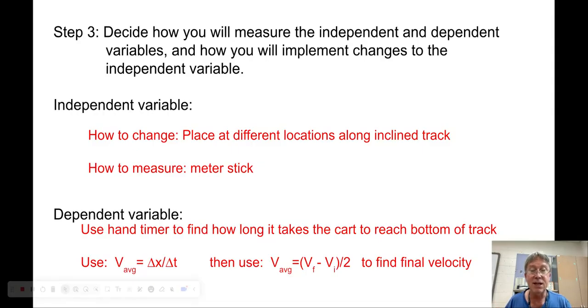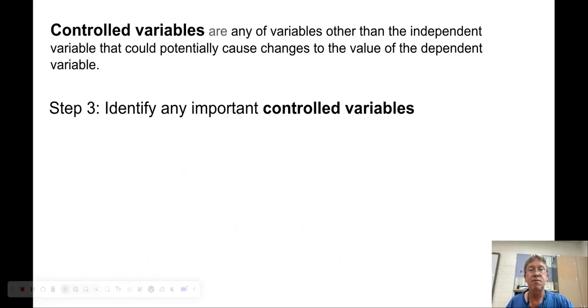Then, like we talked about in our last class, the average velocity can be found by taking the total distance traveled divided by the total time of travel. And now that I know what the average velocity is, I can use this equation and say the average velocity is equal to the final velocity minus the initial velocity, which was 0, divided by 2. And from that, I can find the final velocity. And you need to be able to articulate that on my test and on an AP test.